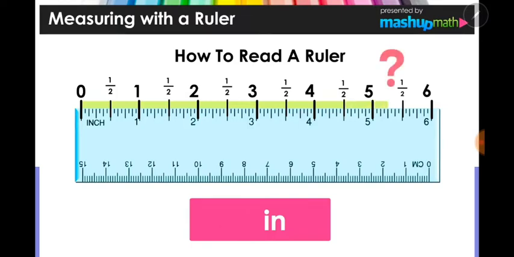Now, what if we push our measurement a little bit further so that it's in between a whole number and a 1/2? In this case, we're in between 5 and 5 1/2. The markings in between these values are each worth 1/4. So in this case, we have a measurement of 5 1/4 inches. And if we push our length a little bit further so that it's in between 1/2 and the next whole number, we can conclude that this length is equal to 5 3/4.